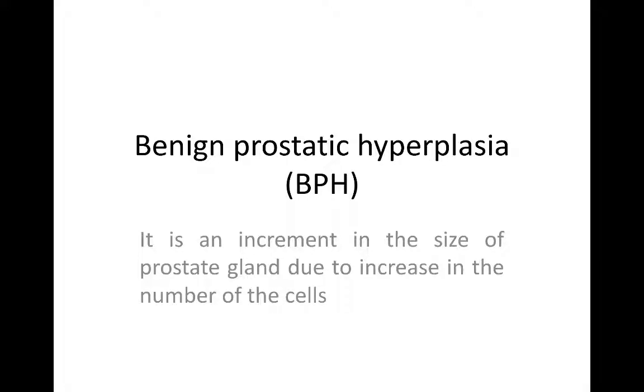Benign prostatic hyperplasia. From its name, it means hyperplasia, which differs from hypertrophy. Hyperplasia means an increment in the number of cells, while hypertrophy means an increase in the size of the cell. Benign prostatic hyperplasia is a true hyperplasia, meaning there is a true increment in the number of cells in addition to hypertrophy. However, the main process that occurs in benign prostatic enlargement is hyperplasia.